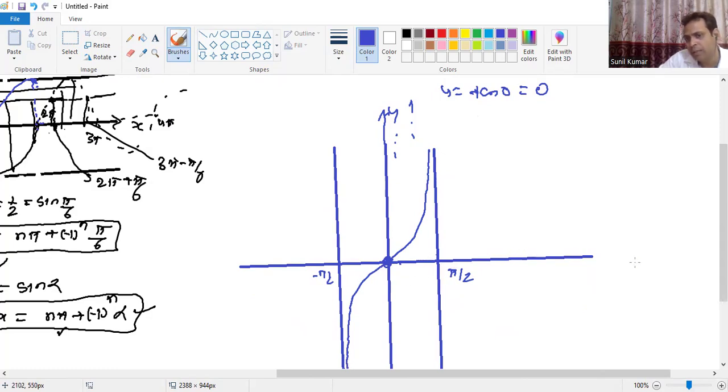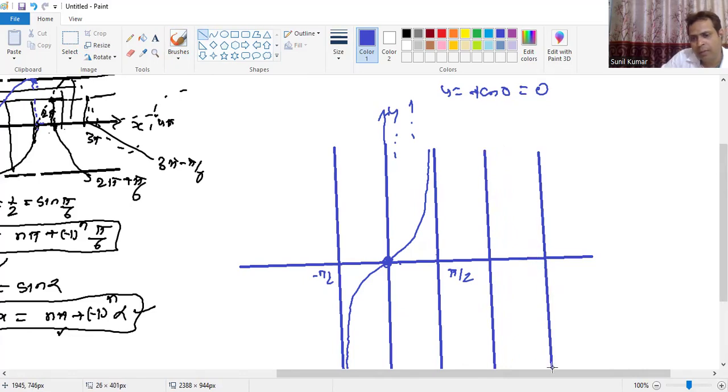We can repeat the same here. Suppose here we have pi and another is 3 pi by 2, because at 3 pi by 2 again you get the infinite value, and tan pi is 0. So again we have to draw the same. We have to repeat the graph just like that. It will go on like that, whatever the value.